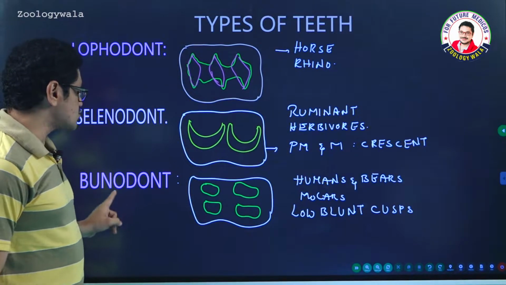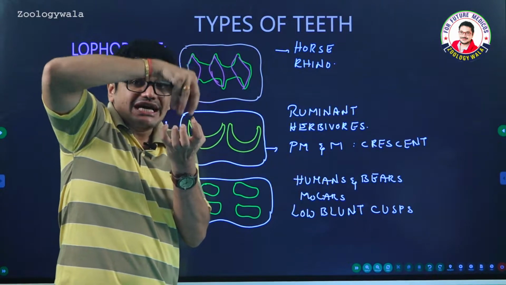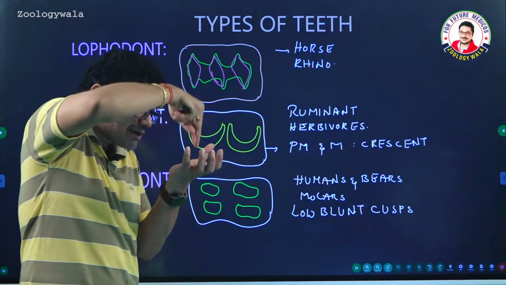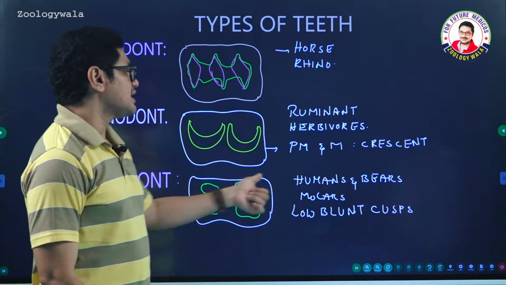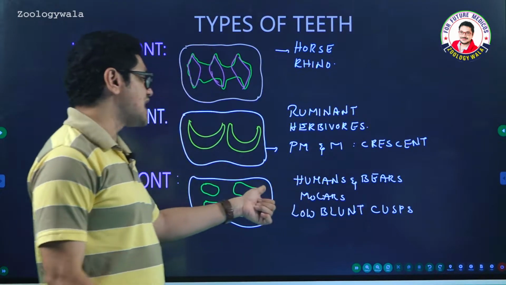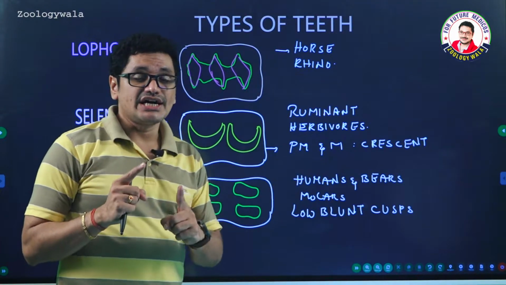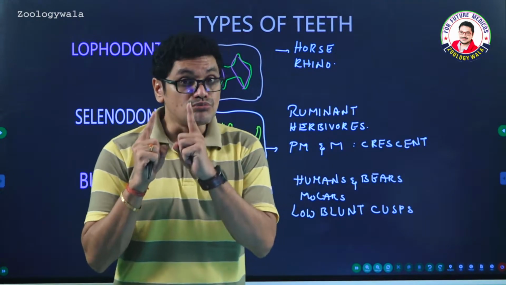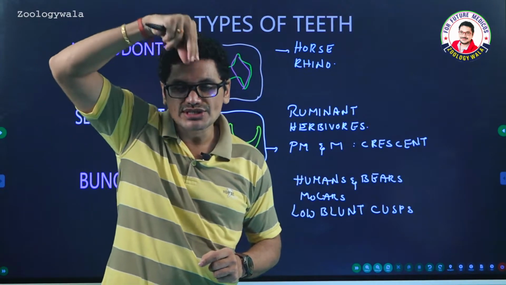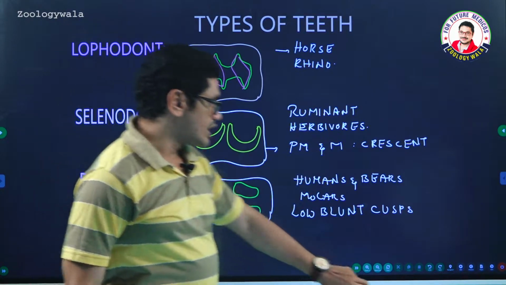The next one is bunodont, and here very less depressed cusps are present. They are also called low blunt cusps. So the depression is not that deep here, and these are generally seen in humans. The type of teeth human beings have, humans and bears, comes under this category. As I said, in human beings you especially have to concentrate on molars rather than premolars. Molars show low blunt cusps in case of bunodont dentition.